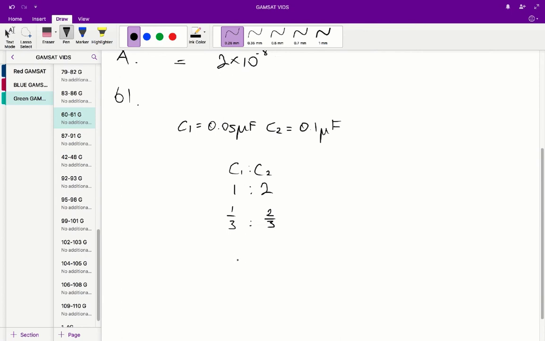So what this means is we can say that C1 will have about 33% of the overall charge, whilst C2 will have 66% of the overall charge. We can therefore figure out the percentage of charge that was transferred from C1 to C2. Initially, C1 had 100% charge, whilst C2 had 0%. So we've gone from 100% to 33%, and 0% to 66%. We can clearly see that 66% of the charge from C1 has flowed to C2. So therefore, the correct answer for 61 is C.